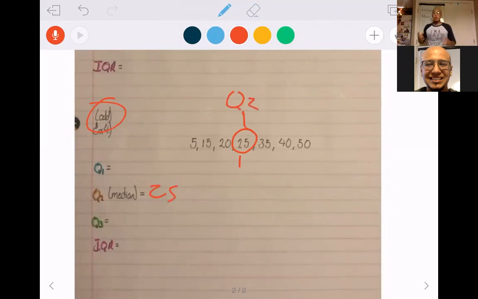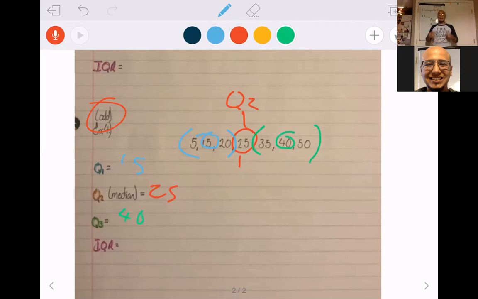Now, when I'm working with an odd number, when I look at my lower median, or when I'm looking for Q1, I'm going to be looking at these numbers over here. Now, notice how I am not including the median. Again, I repeat, I am not including the median. Okay, so that 25 is not going to be on there. So it is very clear that 15 is my Q1. And when I look at the upper median, or Q3, I can see that that is going to be 40.